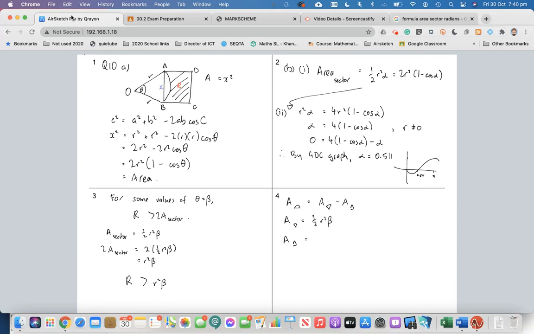What I might do, to help myself out, is just pull out the triangle. I often do this with diagrams. I've got R, I've got R, I've got beta now, and I've got whatever that side length there is. So I've got this.